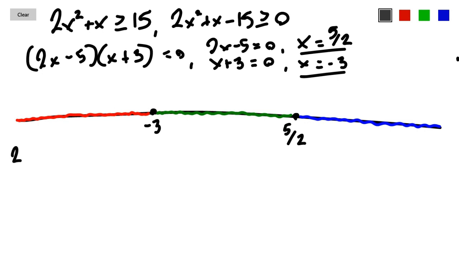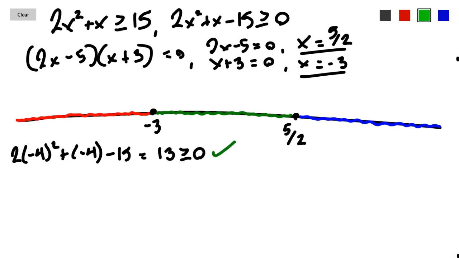So I'll have 2 times negative 4 squared plus negative 4 minus 15. And we want a value that's going to be positive or equal to 0. So we're looking for positive values. So negative 4 squared is 16 times 2. It's giving me 32. Minus 4 is 28. Minus 15 gives me a 13, which is greater than or equal to 0. So we know that our first interval is going to give us positive values, which is what we're looking for.